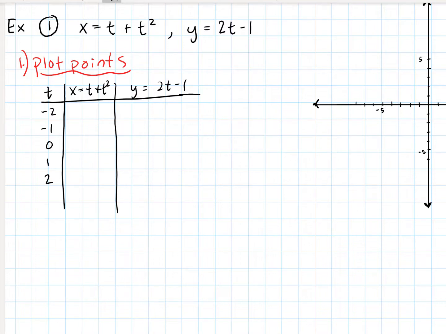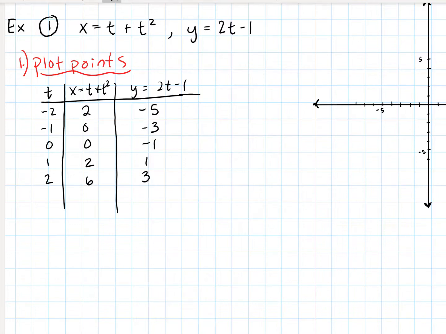So if I plug -2 into x, -2 plus 4, I'm going to get 2. And if I plug -2 into y, I'm going to get -5, -4 minus 1. And if I plug in -1, I'm going to get 0 and -3. If I plug in 0, I'm going to get 0 and -1. And if I plug in 1, I'm going to get 2 and 1. And if I plug in 2, I'm going to get 6 and 3.